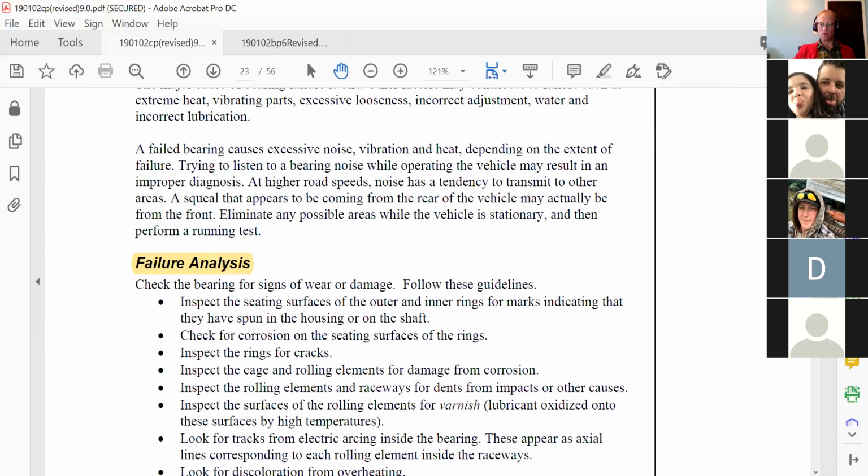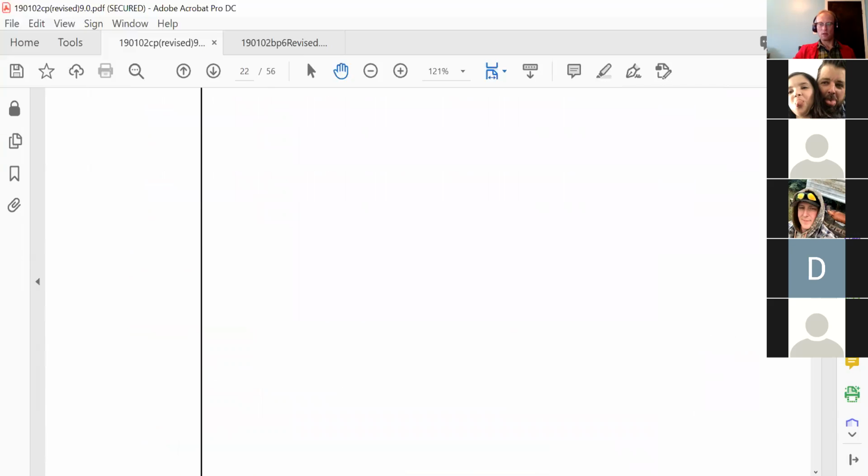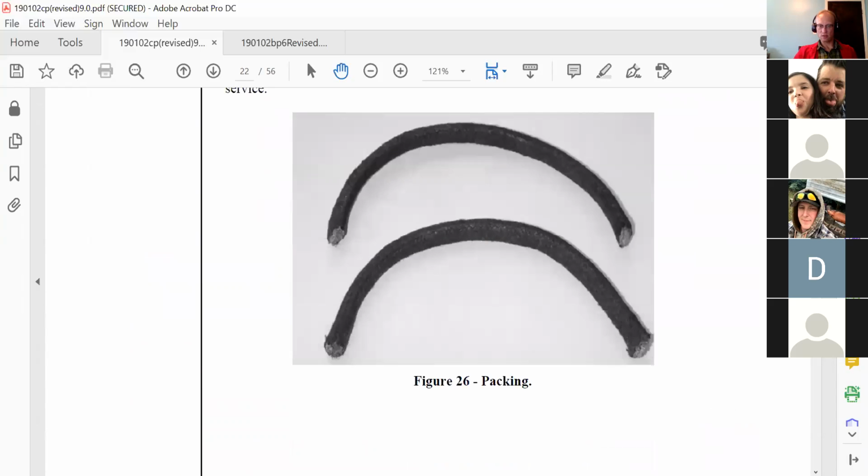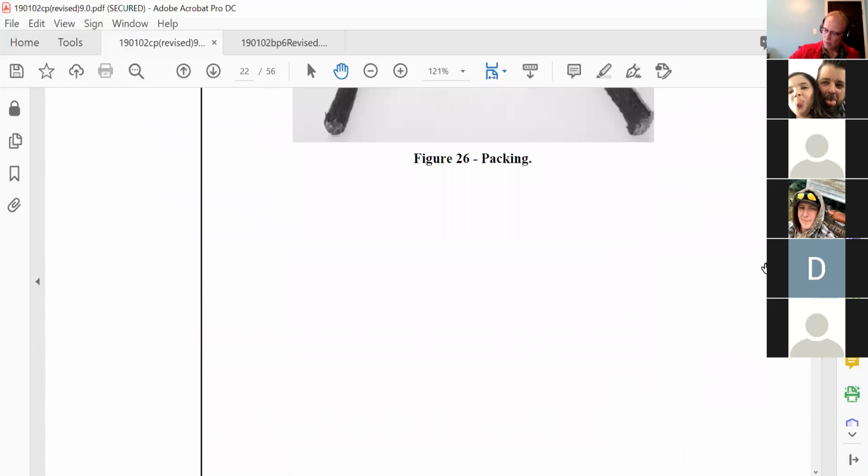So we just talked about bearings, different types, where we put them, what they are and how they work. And then we talked about seals, different types, where we put them, why we use them. Anyone have any questions so far?